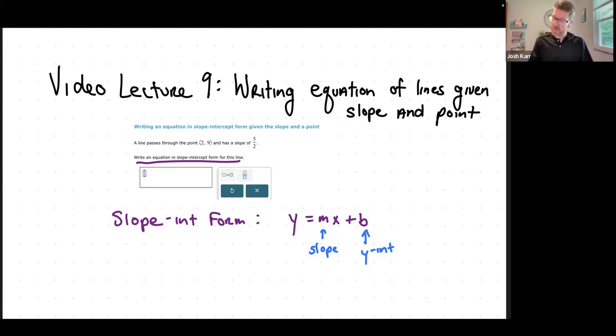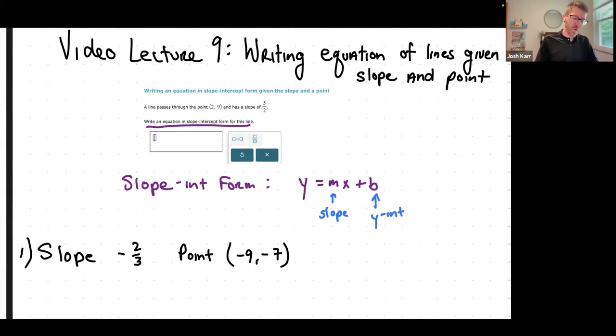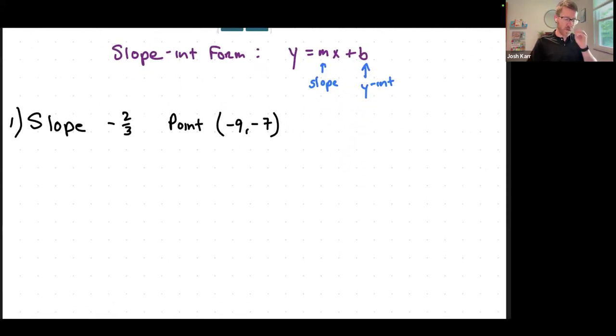Okay. So the first one that we're going to talk about here is you are going to be given a slope of negative 2/3, and the point is (-9, -7), right? We are going to attempt to write the equation of a line in slope-intercept form given that slope and given that point. So the line's passing through that point.